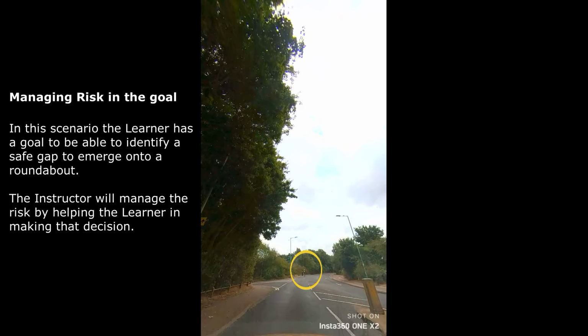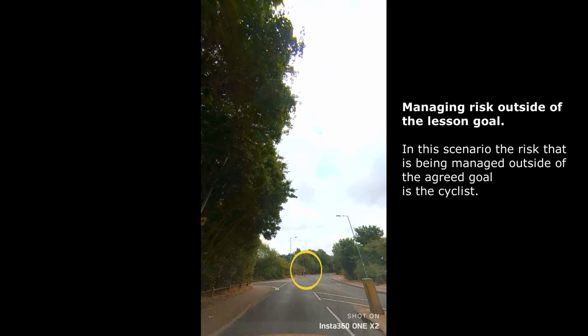Managing risk in the goal. In this scenario, the learner has a goal to be able to identify a safe gap to emerge onto a roundabout. The instructor will manage the risk by helping the learner in making that decision. Managing risk outside of the lesson goal.